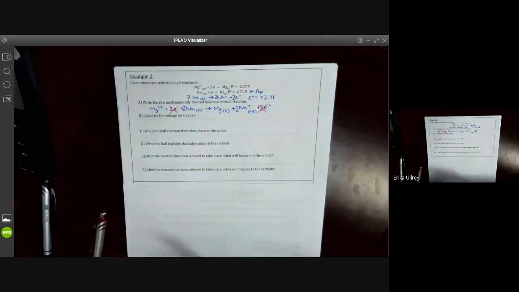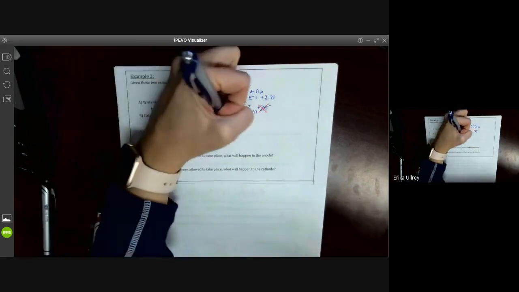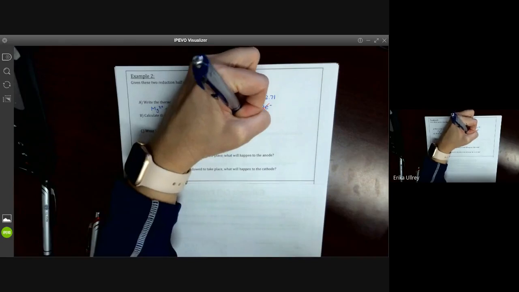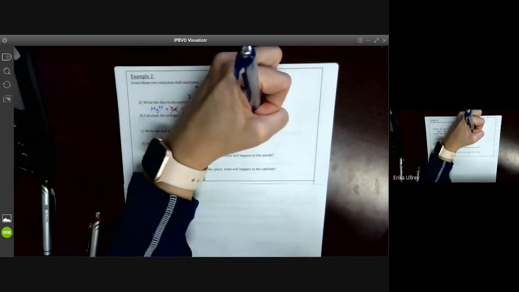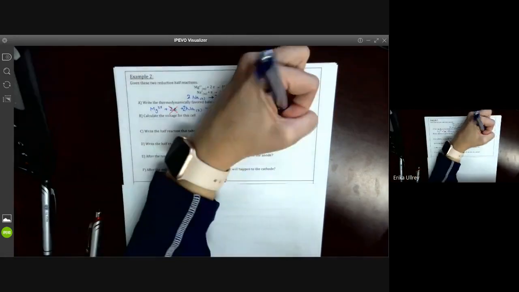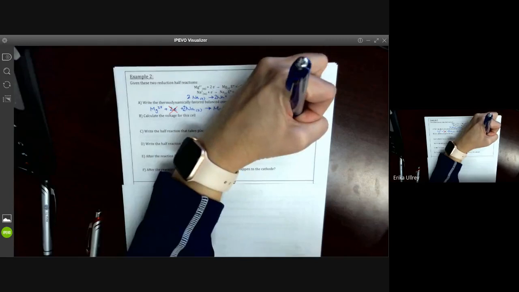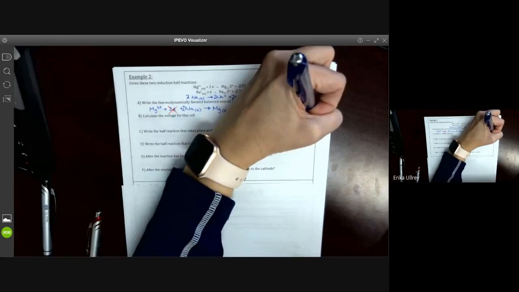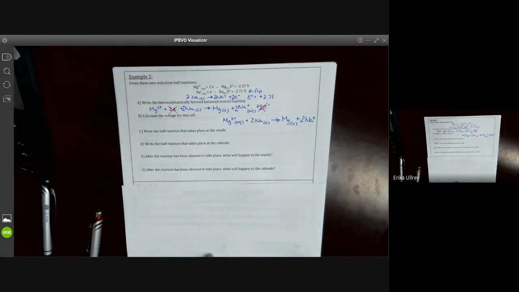So our overall equation would be magnesium 2 plus aqueous plus 2 Na solid yields for us magnesium solid plus 2 Na plus. Okay, so that would be our overall equation for our thermodynamically favored reaction. Then it says calculate the voltage for this cell. So what would the voltage be?